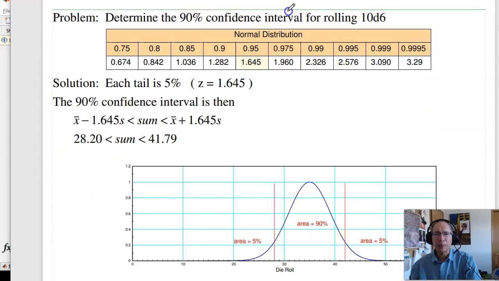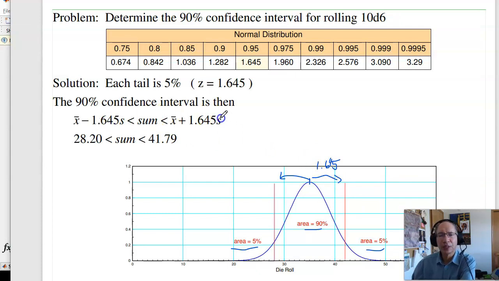So here's a problem. Determine the 90% confidence interval for rolling a level 10 fireball. Well, again, here's my distribution. I want to go left and right so that this area is 90%. Meaning the right tail is 5%, left tail is 5%. Go over here, go to 95%, that's the area to the left, or 5% tails. I get 1.645. I need to go 1.645 standard deviations away from the mean.